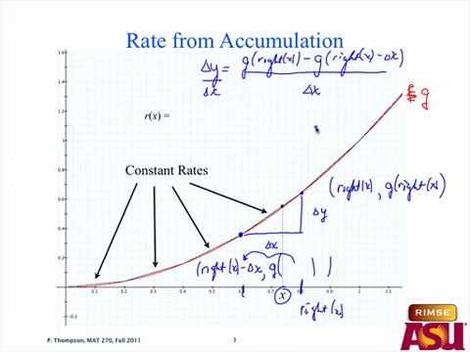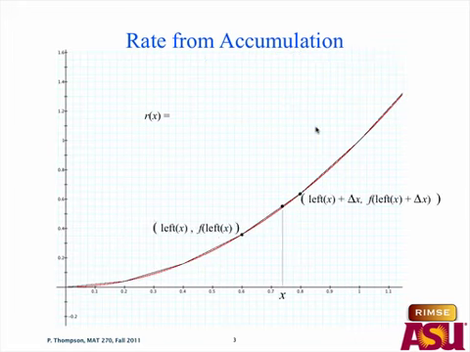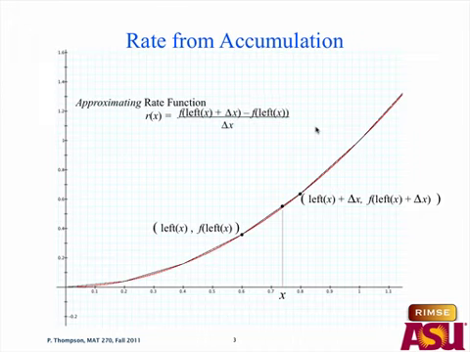Were you close? Anybody close? Anybody get it? Yep. That was the response on that last question on your quiz. But how did we do it? We did it based on left x, right? So we started with this point here, left x, and then we got the right side of the interval by adding delta x to left x. Same thing, change in y over change in x. So that's an approximating rate function.